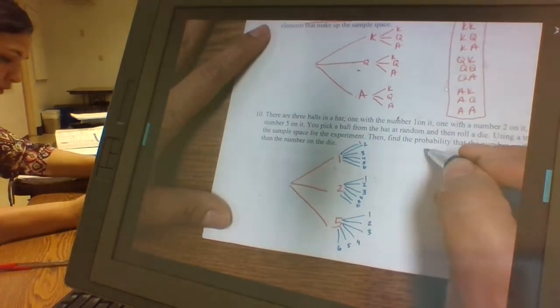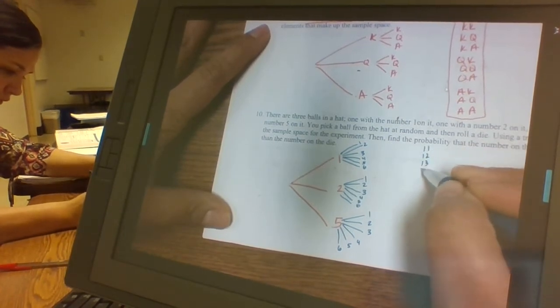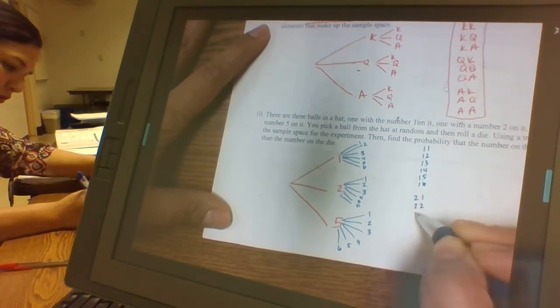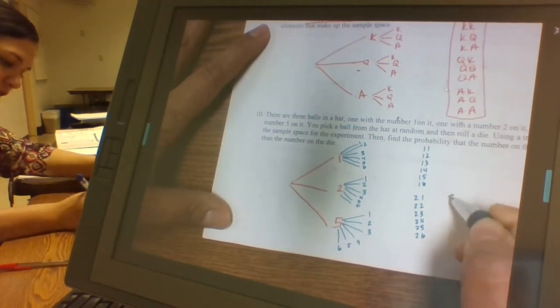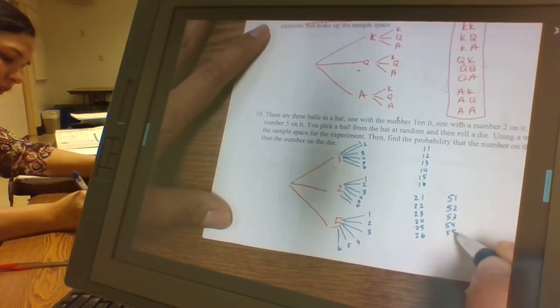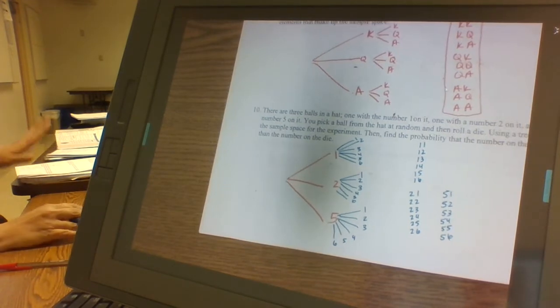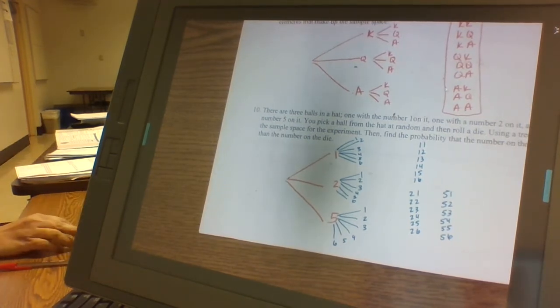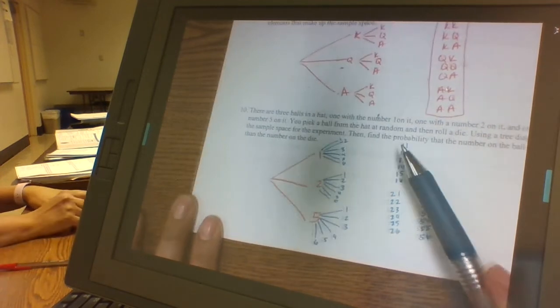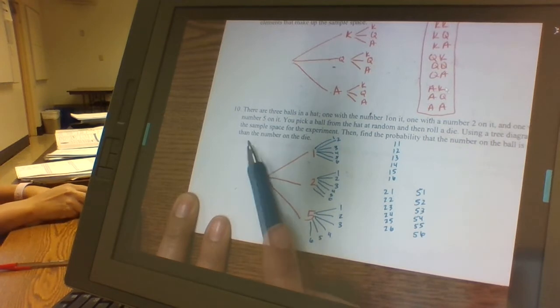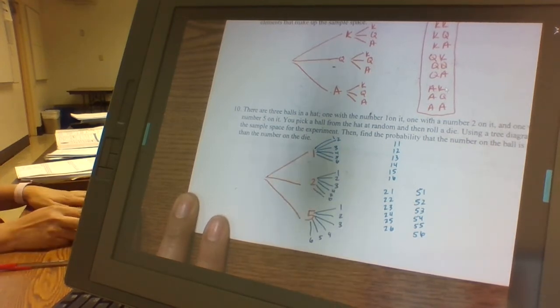So I'm going to list 1,1, 1,2, 1,3, 1,4, 1,5, 1,6, 2,1, 2,2, 2,3, 2,4, 2,5, 2,6, 5,1, 5,2, 5,3, 5,4, 5,5, and 5,6. Now, after you do your sample space, which has been very similar to the other 2 questions, this one has a second part. It says, find the probability that the number on the ball is greater than the number on the dice.